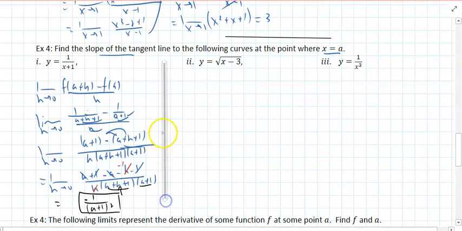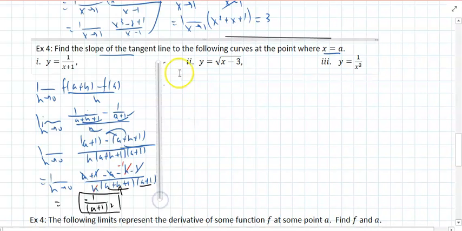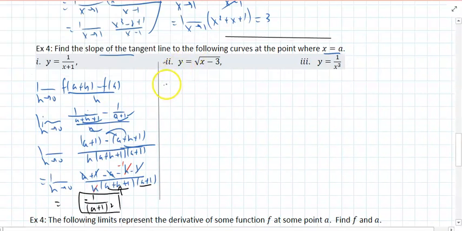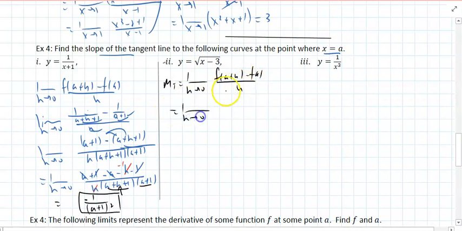Now, if I look at the next example, a radical, same deal. I would say the slope of the tangent is the limit as h approaches 0 of f of a plus h minus f of a over h. That is the limit as h approaches 0 of the square root of a plus h minus 3 minus the square root of a minus 3 over h. Not much I could do with this except multiply by the conjugate.